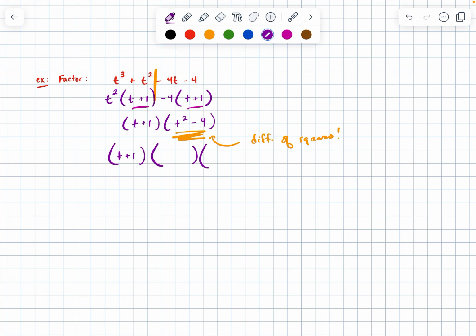But t squared minus 4, I know my difference of squares pattern is something times something, where one of them has a plus sign in the middle, one of them has a minus sign in the middle. The first thing is the square root of the thing in the first position. Well, t squared is t times t, and 4's square root is 2 times 2. So this will in fact be my final factored form.